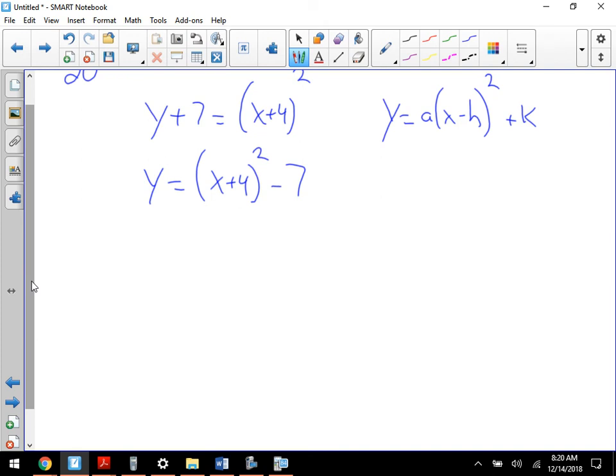Negative 4, is it 7 or negative 7? Negative 7, good. Your vertex is at negative 4, negative 7. Where's your axis of symmetry? Excellent. Your axis of symmetry is always the x-coordinate of your vertex. Is that a maximum or a minimum? It's a minimum because it's up like a cup, because the a value here is positive.